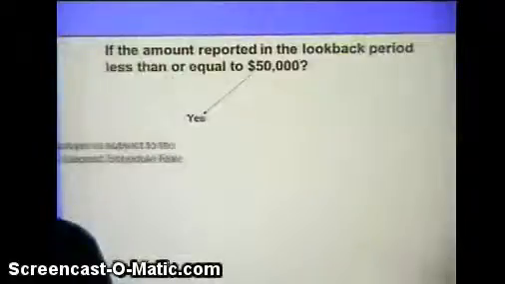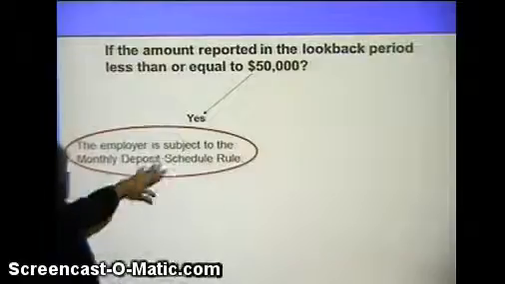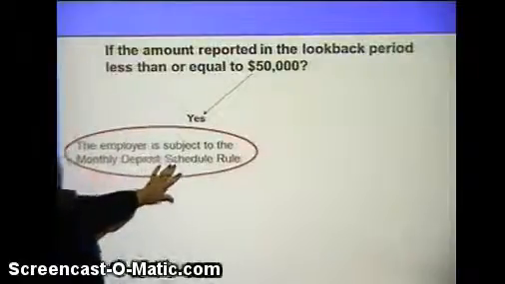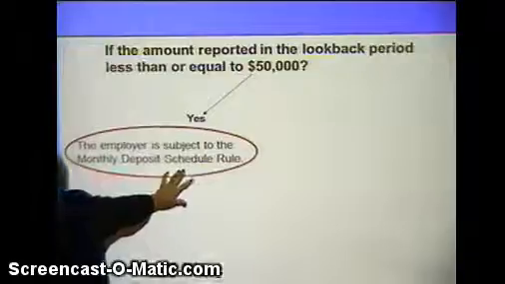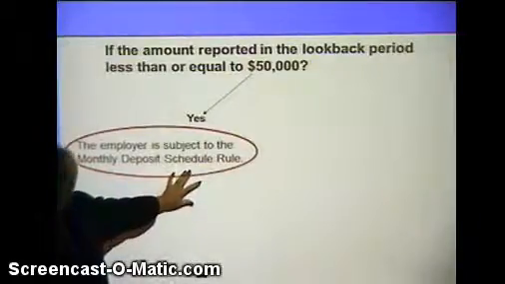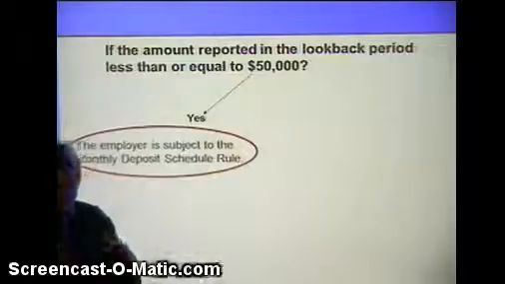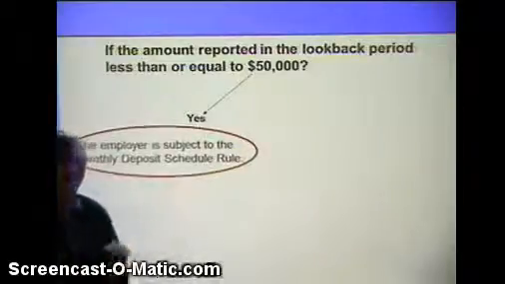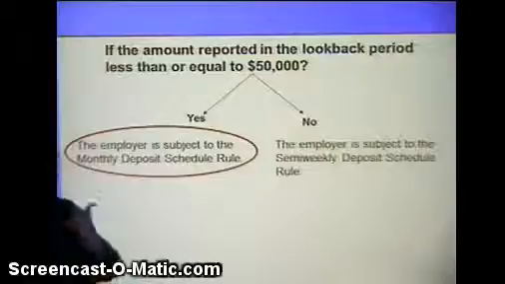All right. So, if the amount reported in the look-back period is less than or equal to $50,000, he can pay it monthly. He can submit monthly. That's the amount he owes the government for all those taxes. He can submit it monthly. Okay? And I don't really want to go into all this because you're not going to remember this.